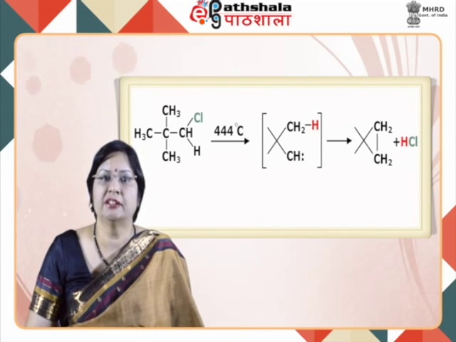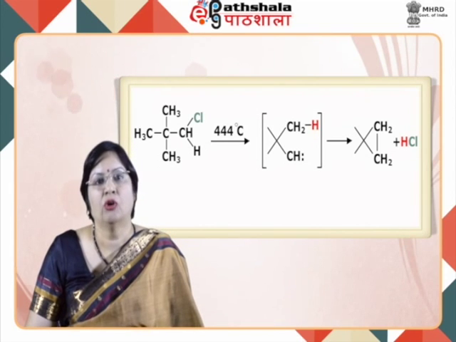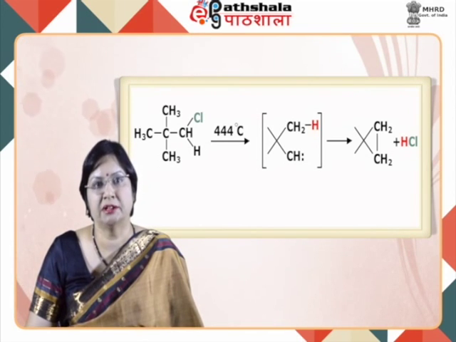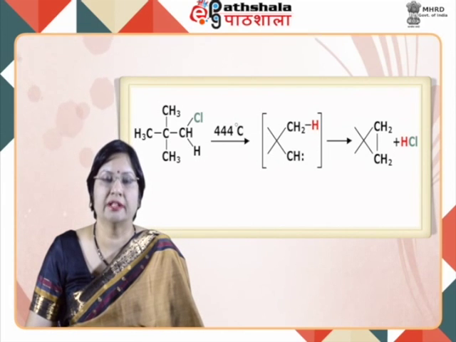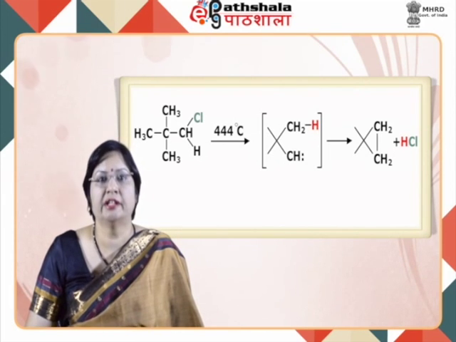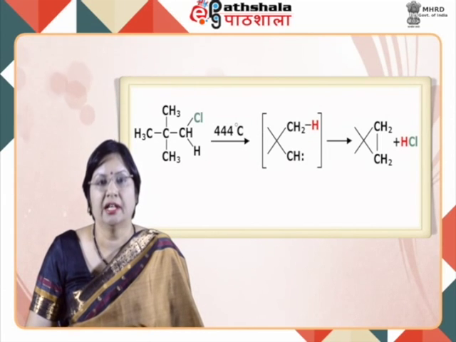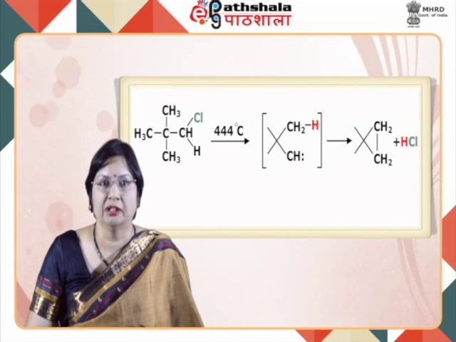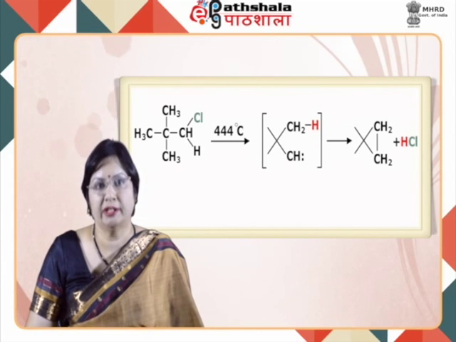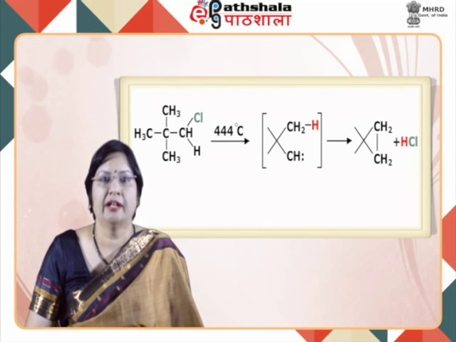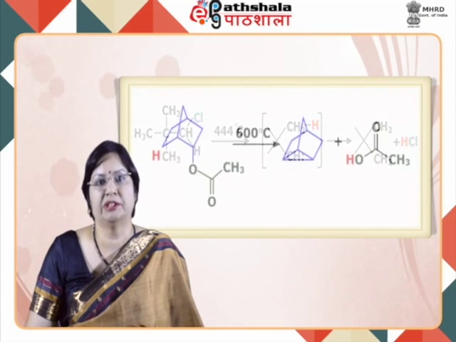Similarly, there is another elimination that you are already familiar with, which happens as an intermediate formation. There again, from chloroform, the removal of H and Cl gives you the dichlorocarbene. So that is also the case of alpha elimination. And now coming to the beta elimination.